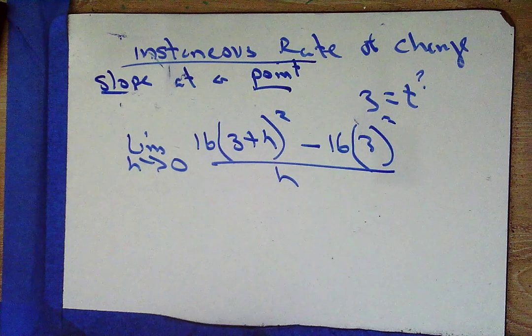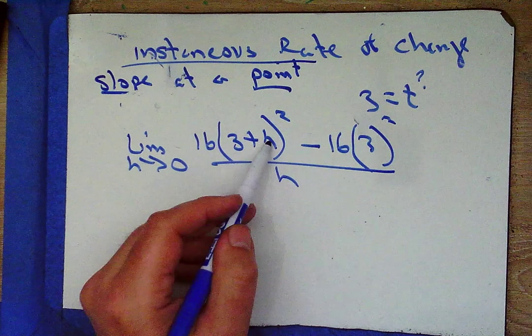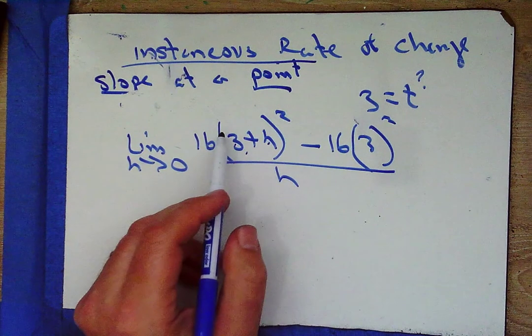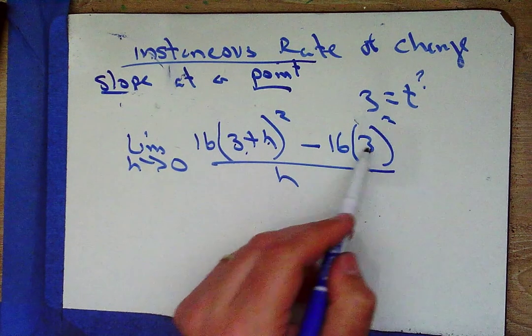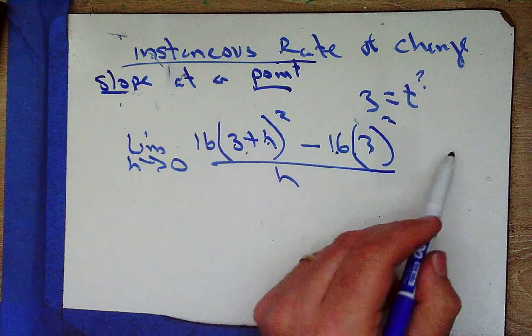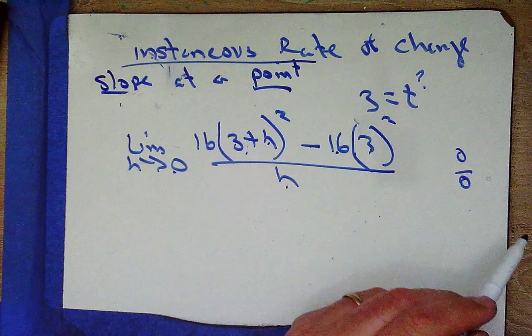Okay. Can I do direct substitution? Well, put in a 0 here. I'm going to have 3 squared, or 9 times 16. That's 144. And over here I have 9 times 16. That's 144. And 144 minus 144 gives me 0 on top. And when I plug that 0 in there for h, I have 0 on the bottom.